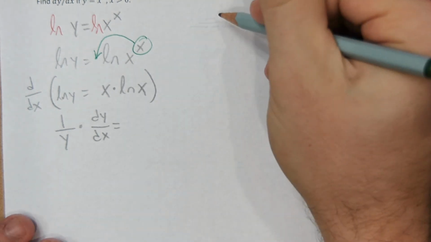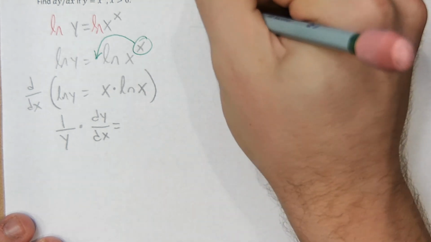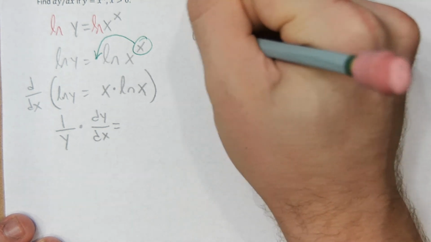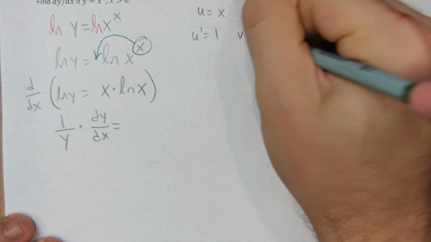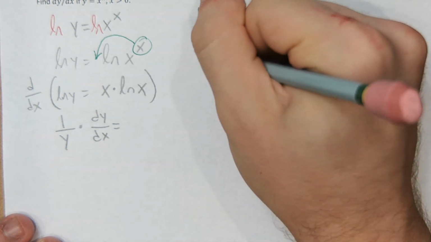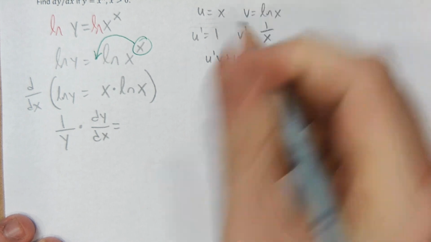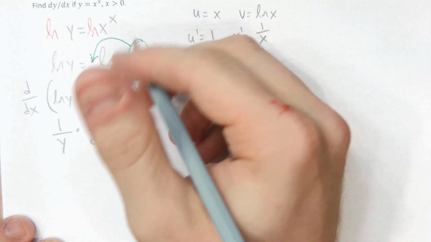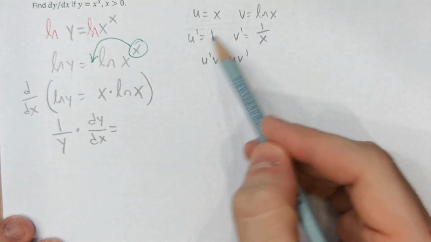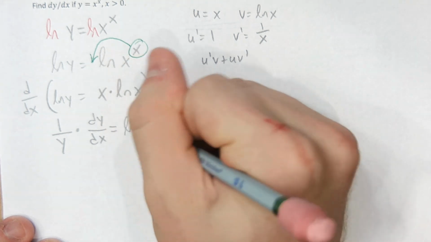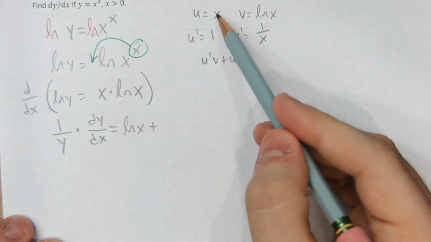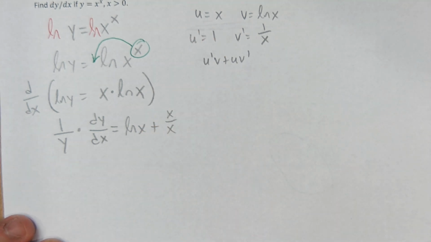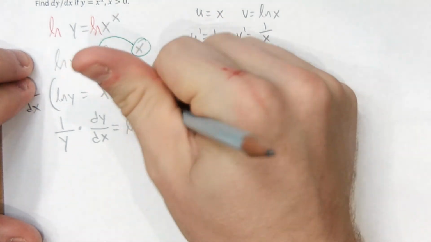I'm going to squeeze that up here because I've already written my equal sign. So I have that u is x and v is ln of x. U prime is 1 and v prime is 1 over x. And I have to fill out u prime v plus uv prime. That's going to go right here. U prime v, so u prime times v, which is 1 times the ln of x, plus u times v prime. But x over x equals 1. Oh, okay. Simple.